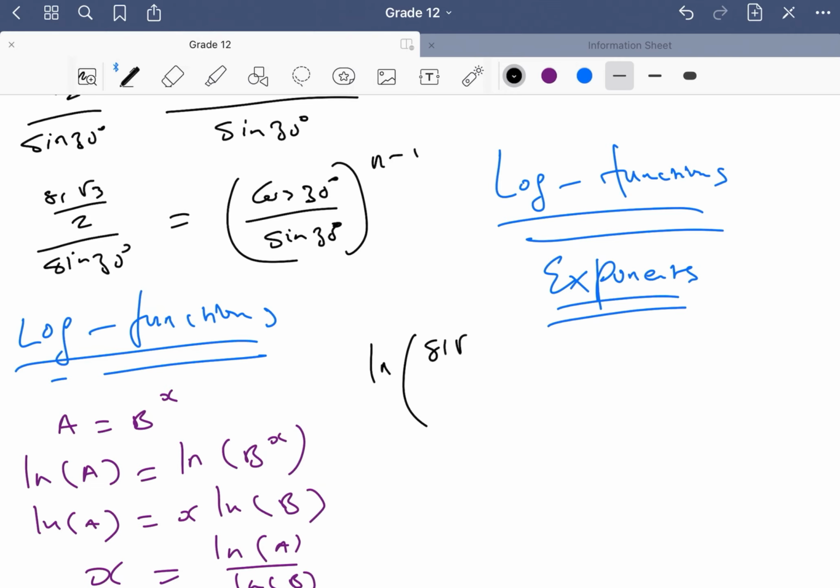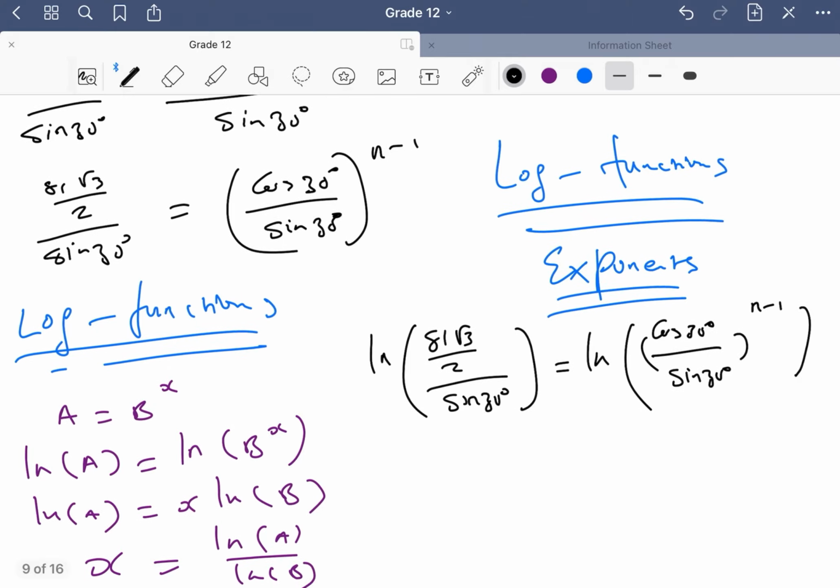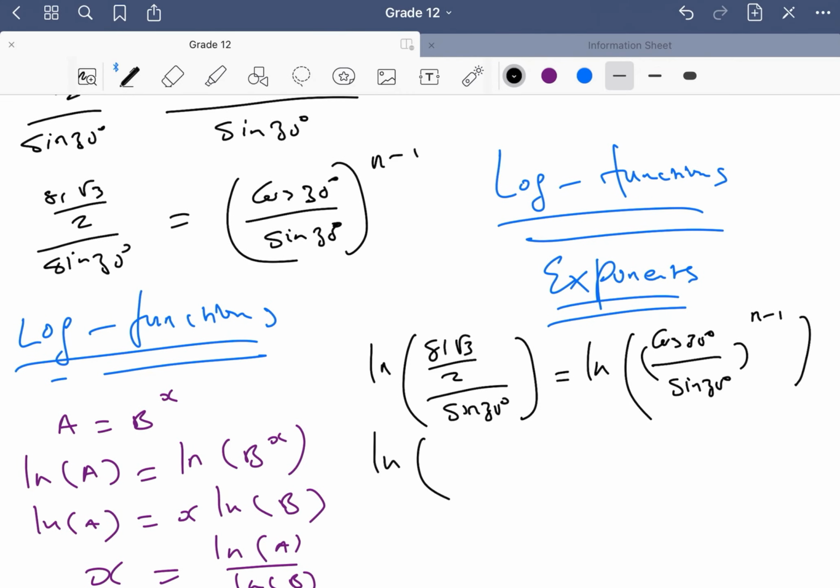So you have 81 root 3 over 2 sine 30 degrees is equal to natural log of cos 30 degrees over sine 30 degrees, and then you have exponent of n minus 1, right? So you have natural log of 81 root 3 over 2. I mean, you can punch this in your calculator actually. I think it's a better way of doing it. You can punch this in your calculator because we don't have to write all these numbers all the time.